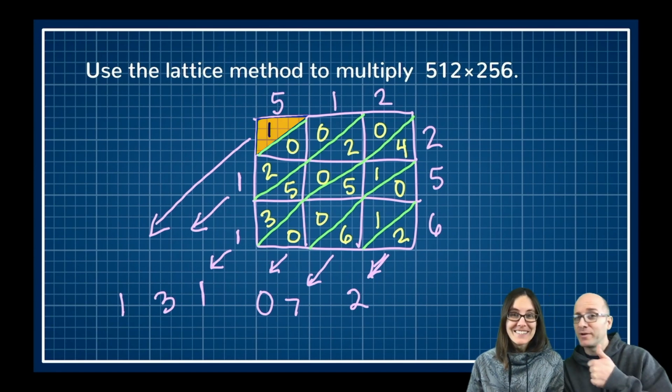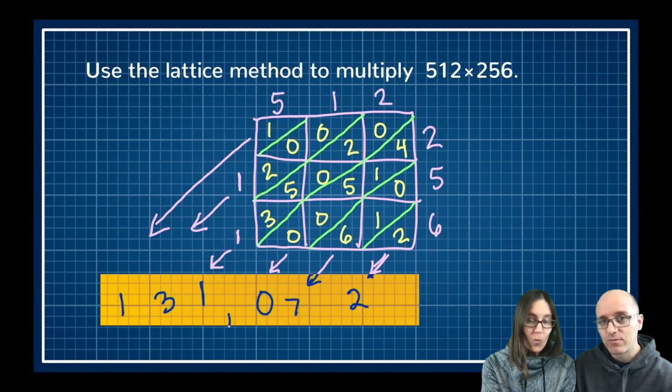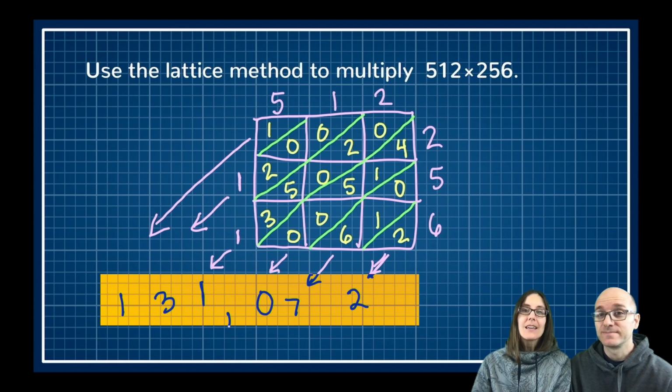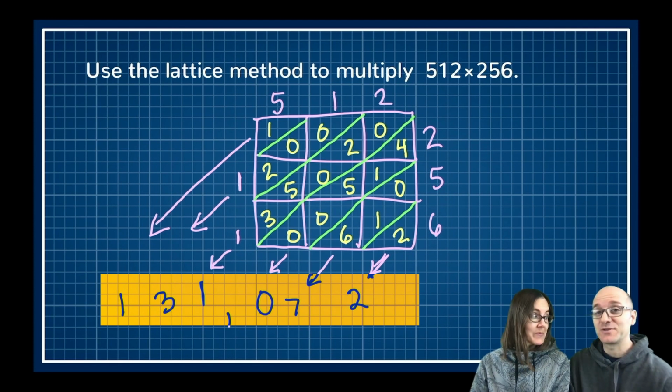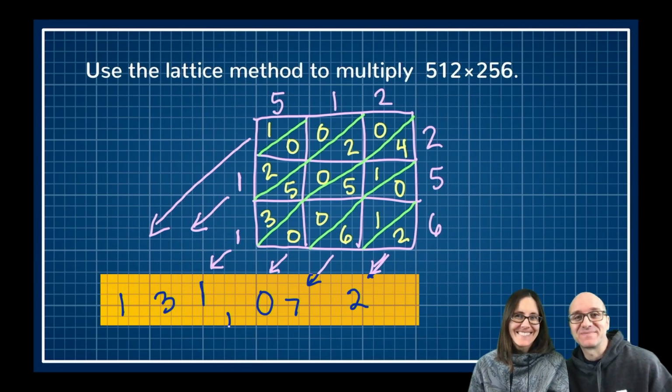That's what I meant. You're number 1 in my book, Science Mom. Thank you. All right, so our final answer is 131,072. And that is correct. Well done, Science Mom. We call that lattice multiplication.